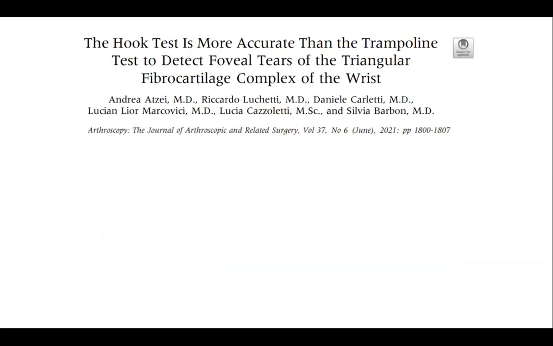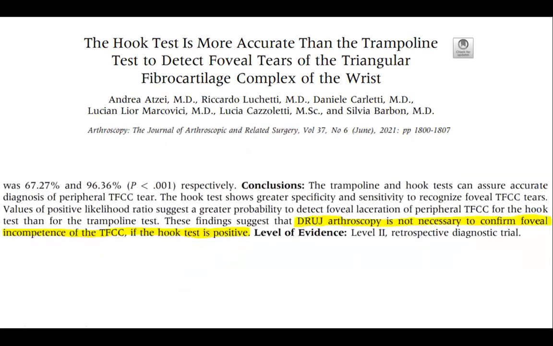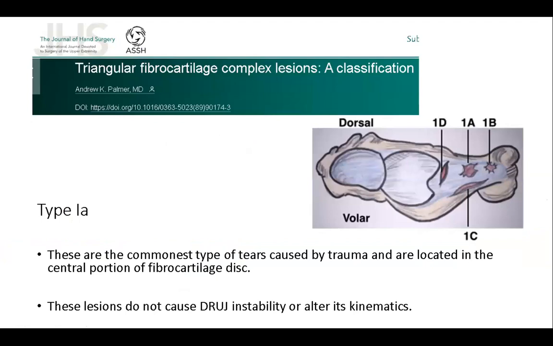This is the paper by Adzi et al. in June 2021, where they concluded that the hook test is more accurate than the trampoline test to detect foveal tears. It also concluded that DRUJ arthroscopy is not necessary to confirm foveal incompetence of the TFCC if the hook test is positive. Coming to classification, it is Palmer's classification, broadly divided into type 1 and 2, 1 being traumatic, 2 being degenerative.